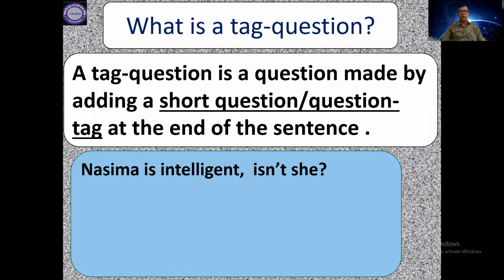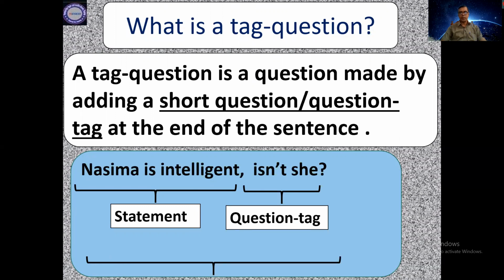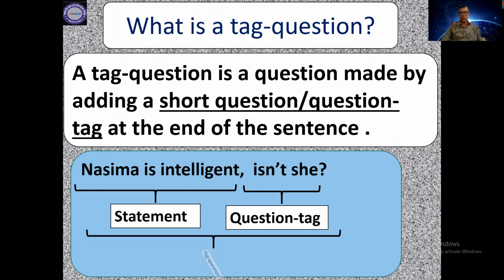Naseema is intelligent, isn't she? Naseema is intelligent. This is a statement. And isn't she? is the question tag. So, dear students, this is a tag question.